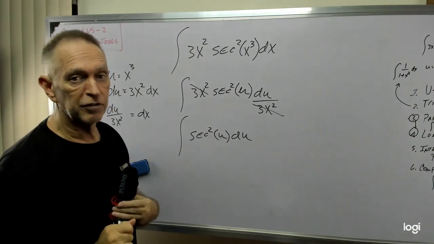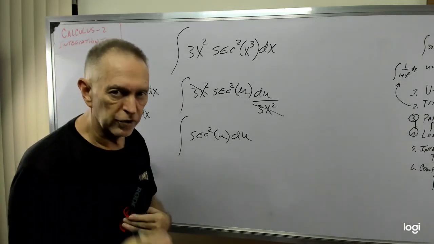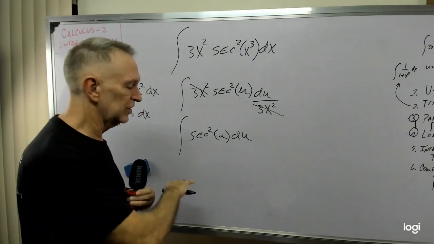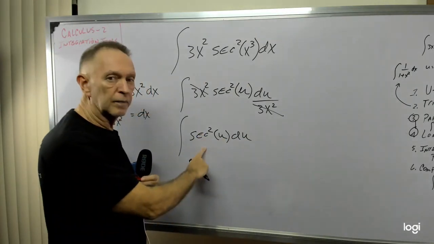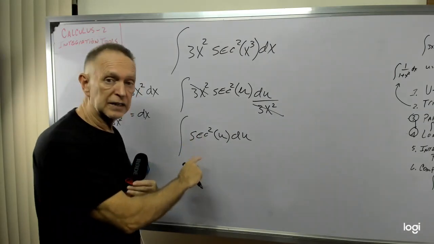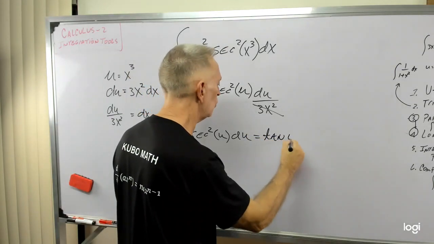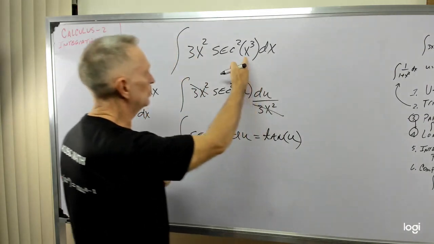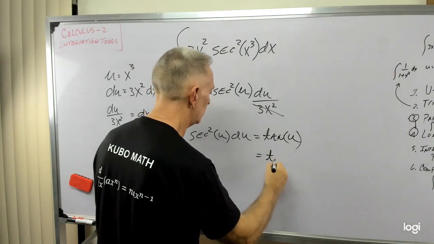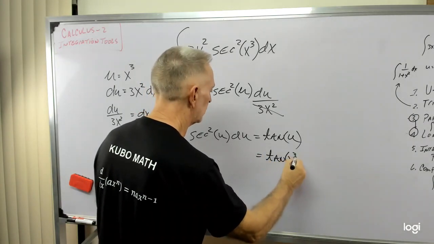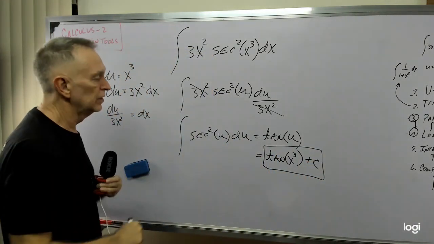So we know from our trig identities, our derivatives, and this is super important to know your derivatives because the opposite of that is integration. So I know the derivative of tangent is secant squared. So if I'm integrating secant squared, it gives me tangent. So this equals tangent u. Well, what was u? u was x to the third power. So the result of this is tangent x to the third power plus c. And that would be the solution for that integral.